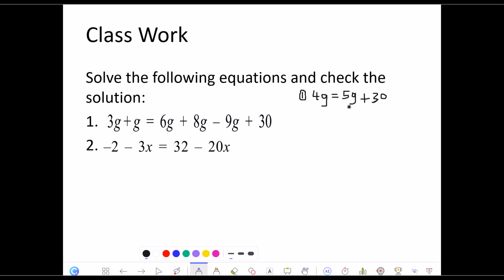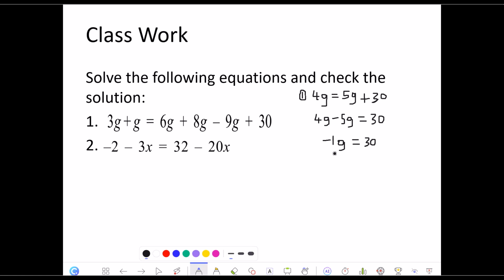Then I now said that 5G can leave 30 alone to this side, giving us 4G minus 5G. This is what I did in class, equals to 30. You see? Then subtract before you divide. By the time you subtract 4 minus 5, it will give you minus 1G. And that will be 30.